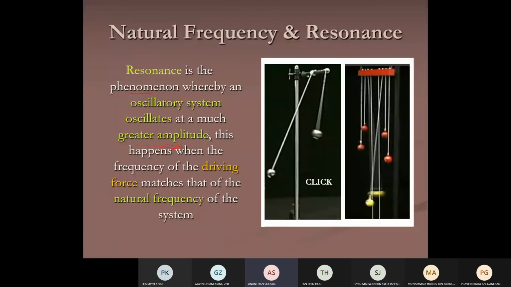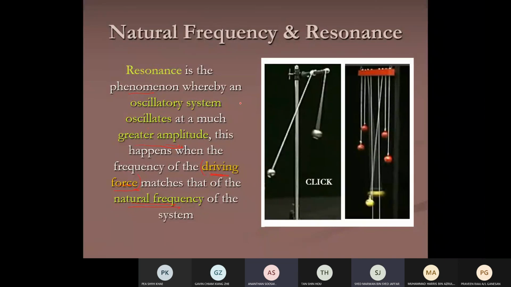The glass oscillates with a much greater amplitude. This happens when the frequency of the driving force. Who's the driving force here? The opera singer. The frequency of the driving force, the opera singer's pitch, matches the natural frequency of the system, the glass. Resonance happens. So the oscillatory system is the glass. The driving force is the opera singer. The frequency of the driving force must match the natural frequency of the glass. Then resonance happens.